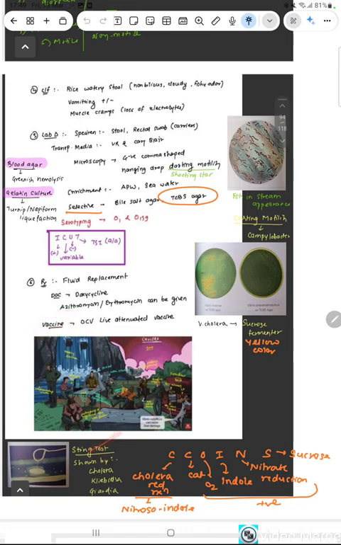It is string test positive, and apart from that, other tests that are seen are given by this Vibrio, that is cholera red reaction positivity, catalase positivity, oxidase positivity, indole positivity, nitrate reduction positive, and sucrose fermentation positive.